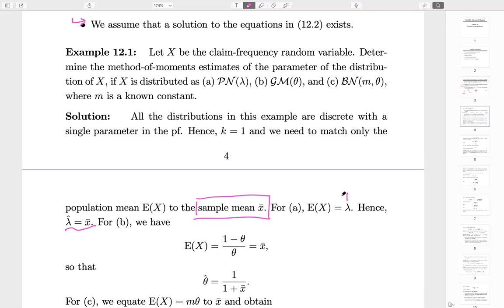So this lambda is the true parameter, okay? Whose value we don't know. We are trying to estimate this true parameter. Of course, it's a constant, right? So we are going to use the sample mean to approximate or to estimate this parameter. So that is the meaning of this notation.